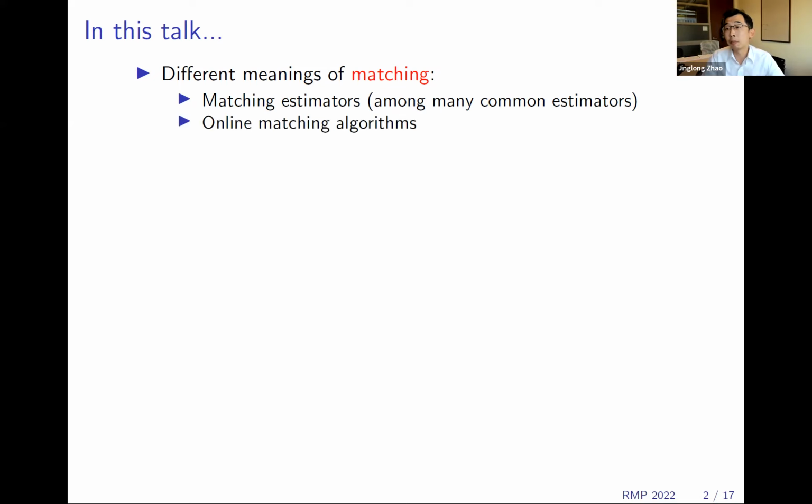But if you ask somebody from our OR community, then we might think of matching as an algorithm. For example, a lot of people are working on online matching algorithms, trying to analyze the performance of different online matching algorithms. So the punchline of this work is basically to take the online matching perspective to try to answer some questions that people who are more familiar with matching estimators would be curious about.